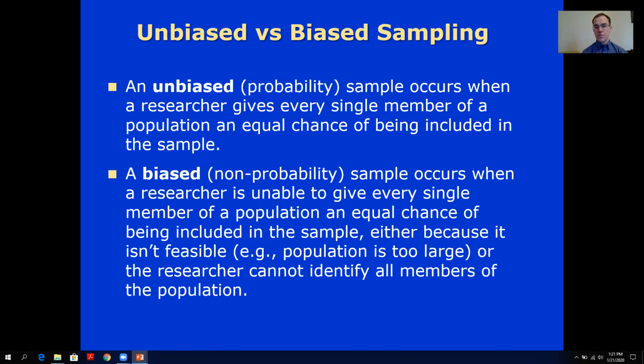However, another type is called biased, which is non-probability sampling, where it occurs when a researcher is unable to give every single member of a population an equal chance of being included in the sample, either because it isn't feasible, for example, a population is much too large, or the researchers cannot identify all members of the population. Let's dive a little bit deeper into both of these, beginning with unbiased sampling.